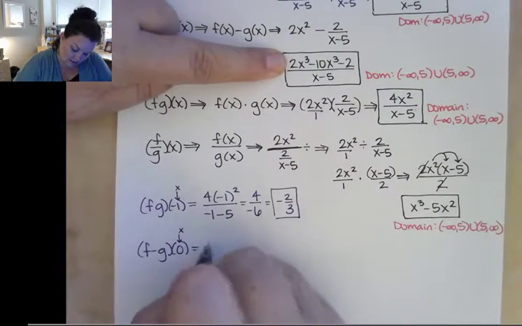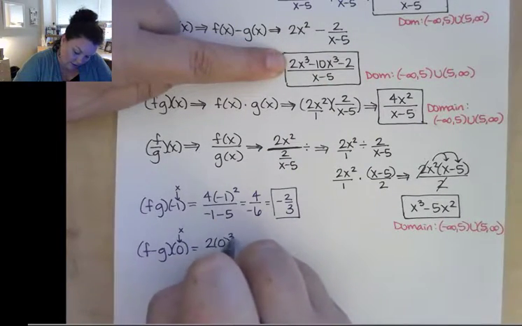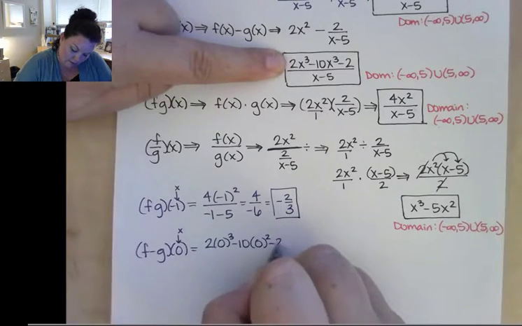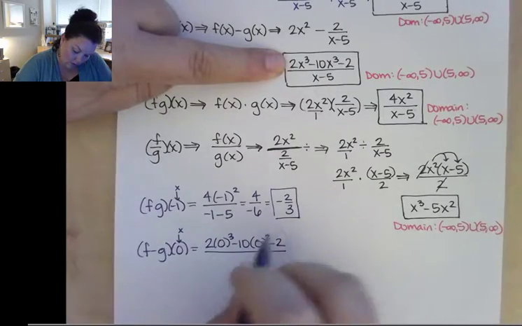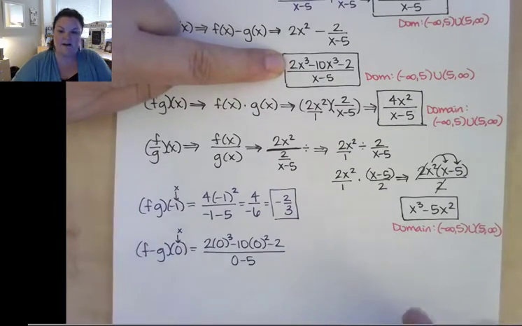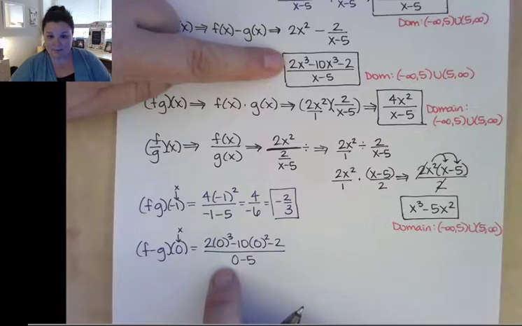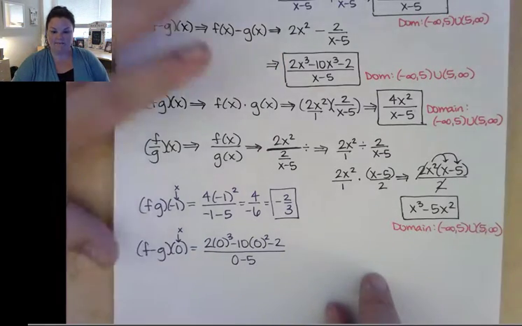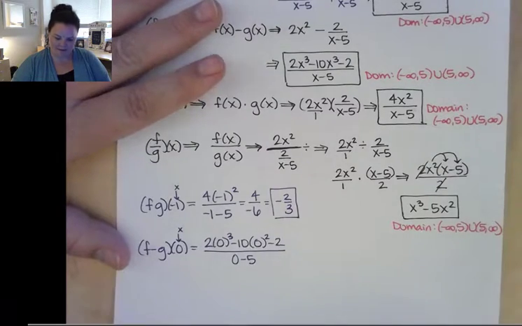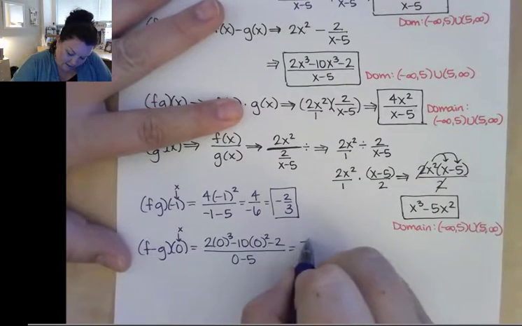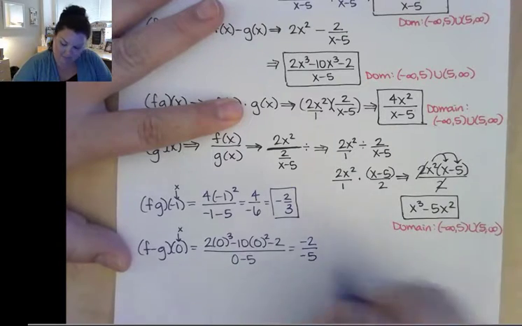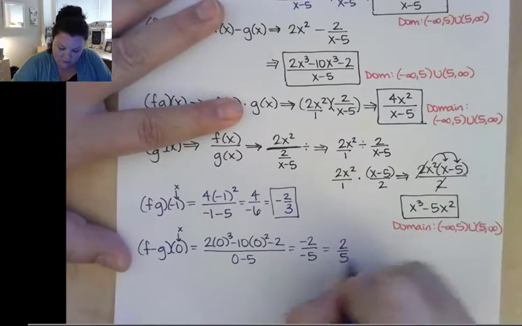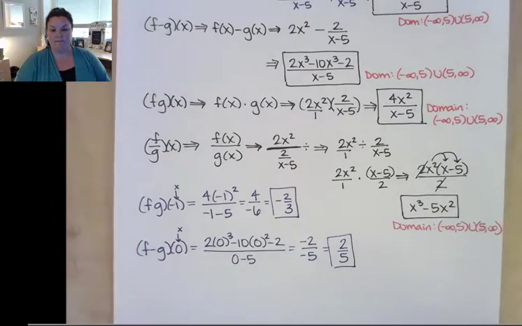This function says to do 2 times my input cubed minus 10 times my input squared minus 2 all over my input minus 5. So everywhere I was saying input, I was inputting 0 for my x, right? So when I plug in 0 everywhere I have an x, notice I'm just left with a -2 on top and a -5 on bottom. Negative over negative becomes positive. So we get 2/5. Okay?